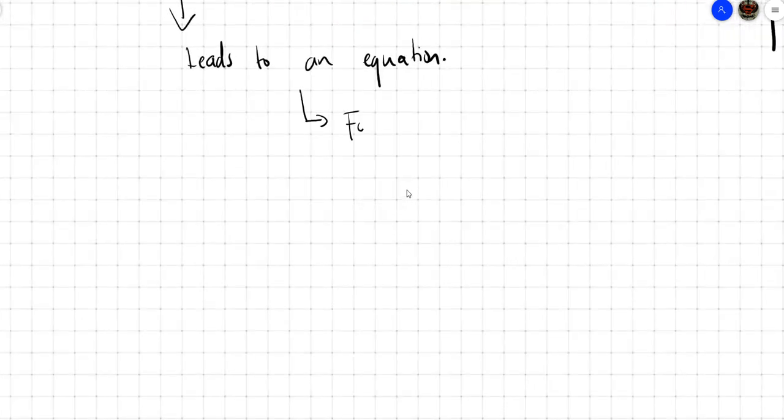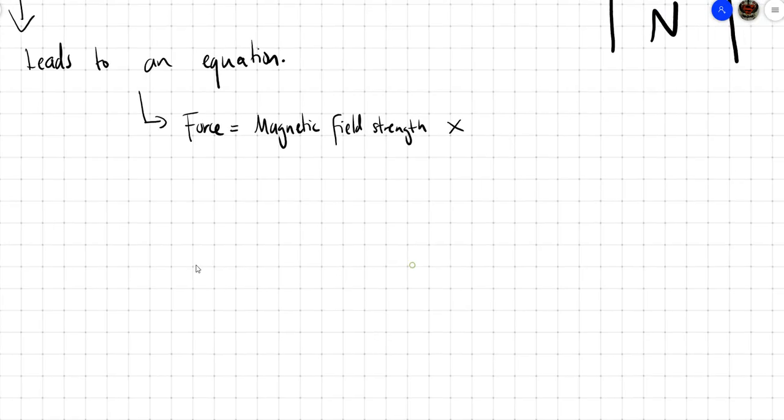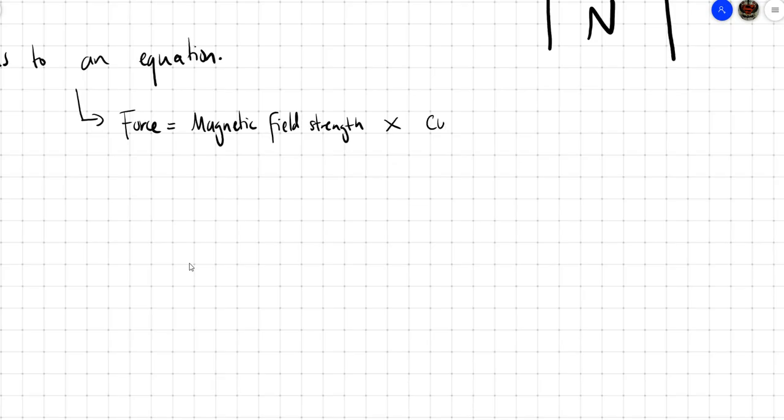So force equals magnetic field strength, okay, multiplied by current, multiplied by the length of wire or conductor.